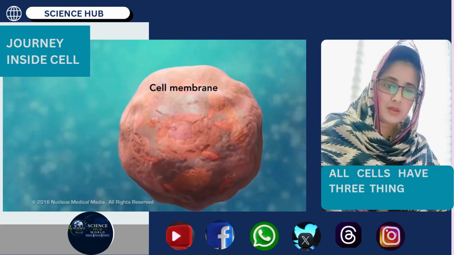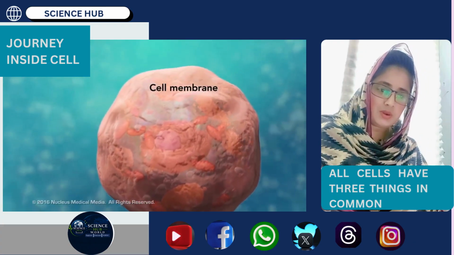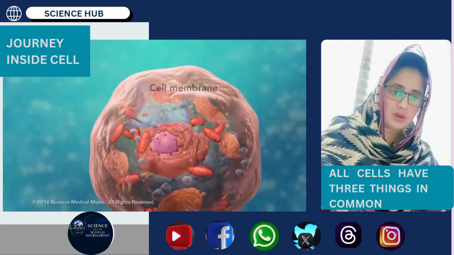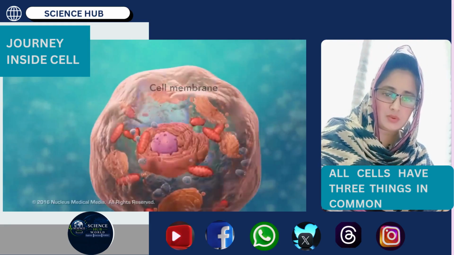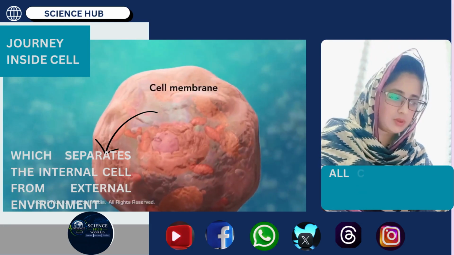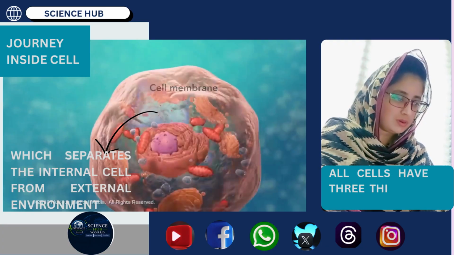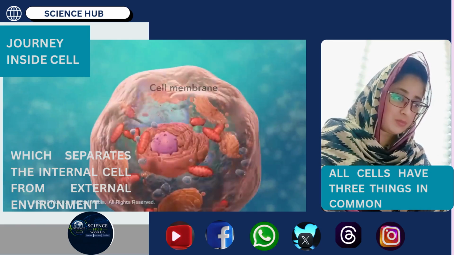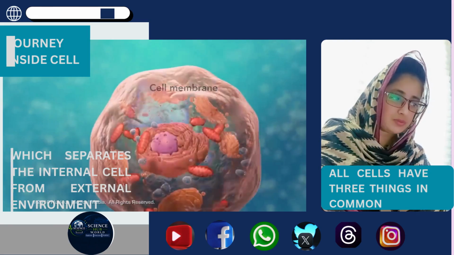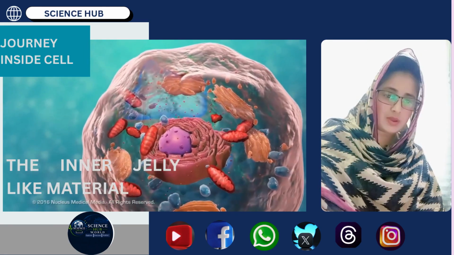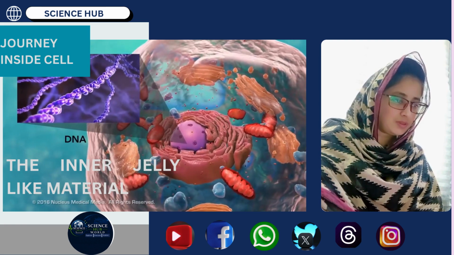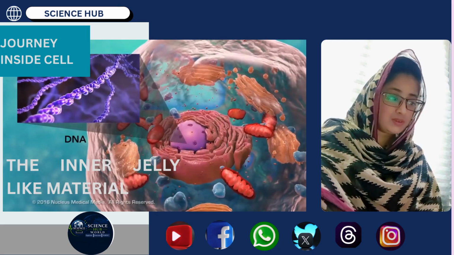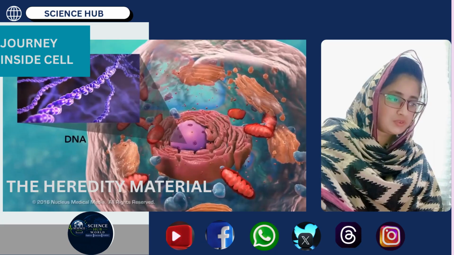All cells have three things in common, no matter what type of cells are present, either they are plant cells, animal cells, or other organisms, prokaryotic cells. Three things which are common in all organisms are the cell membrane, which separates the inside of the cell from its environment; the second one is cytoplasm, that is the jelly-like fluid; and DNA, that is the cell's genetic material. All the information is present in it.